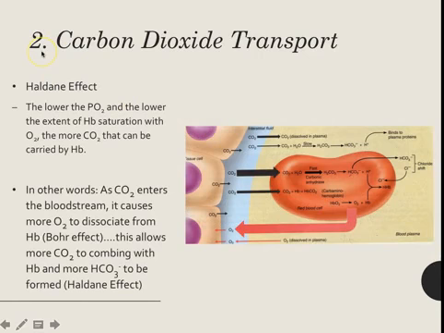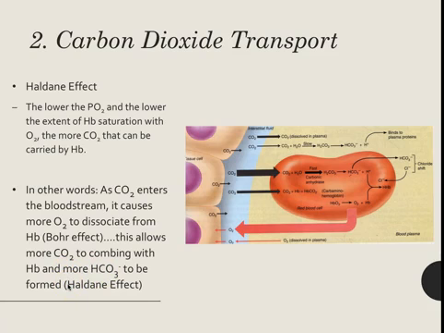So now we get to something called the Haldane effect, and we already discussed this, so one more time. The Haldane effect simply says the lower the partial pressure of oxygen and the lower the extent of hemoglobin saturation with oxygen, the more carbon dioxide that can be carried by the hemoglobin. Okay, so simply we're unloading oxygen at the site of tissue that's using it up, and therefore more carbon dioxide can then attach to the red blood cell. So as carbon dioxide enters the bloodstream, it causes more oxygen to dissociate from the hemoglobin. That was the Bohr effect we just saw a little while ago. That allows more carbon dioxide to combine with hemoglobin and more bicarbonate to be formed, and that's something called the Haldane effect. Okay.